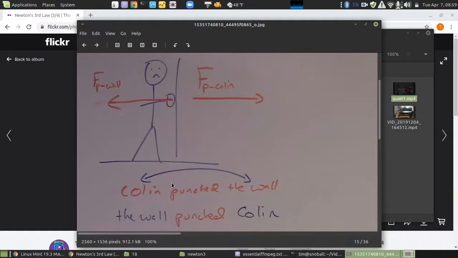So if we were going to describe these two forces, one of them is Colin punched the wall, and then we just reverse agent and victim. The other force must be the wall punched Colin. You can do this for any force there is. There's always a paired force. There's no force that you can describe that you can't switch the thing causing it and the thing being affected. And if you start thinking about it, it starts getting weird.